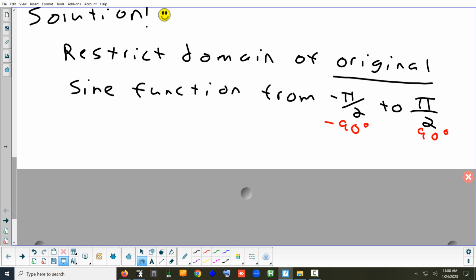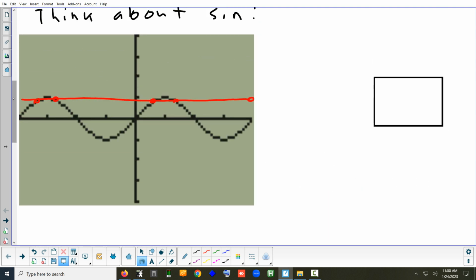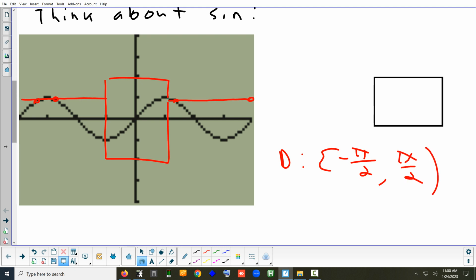Let's go back up and look at that section again. So we're focusing on a domain from negative 90 to 90. How about the range in that section? Yep, negative 1 to 1. Right. So the domain is negative pi over 2 to pi over 2. And the range is negative 1 to 1. That describes what's inside that box. Now that's for the original.